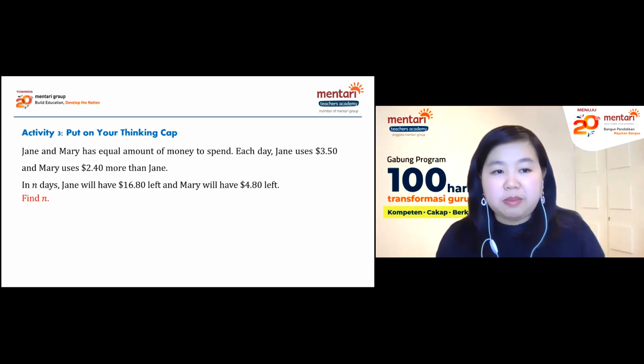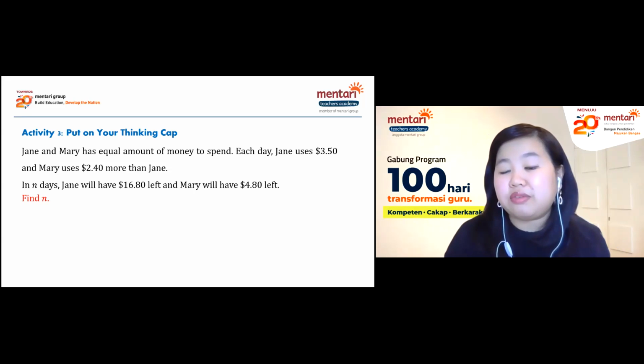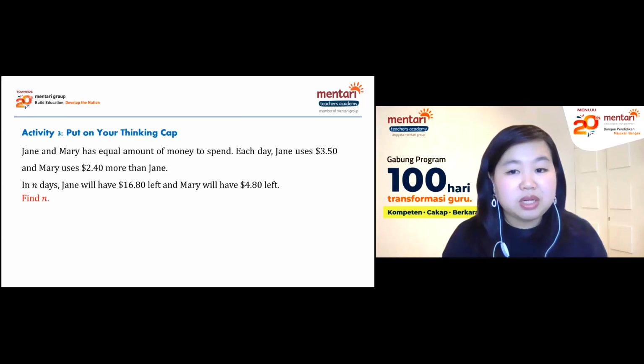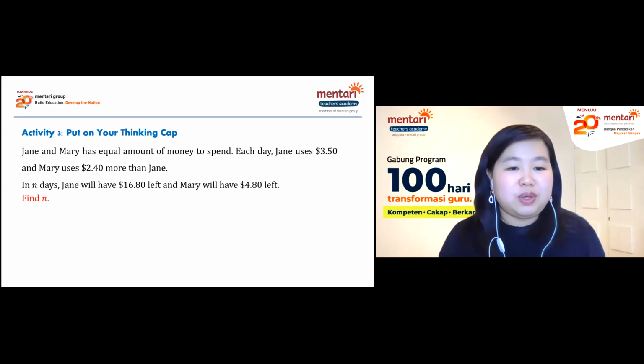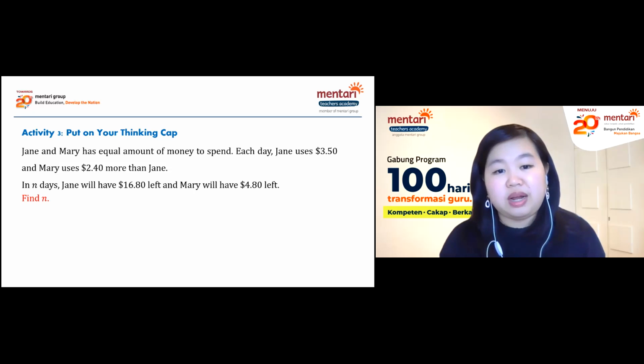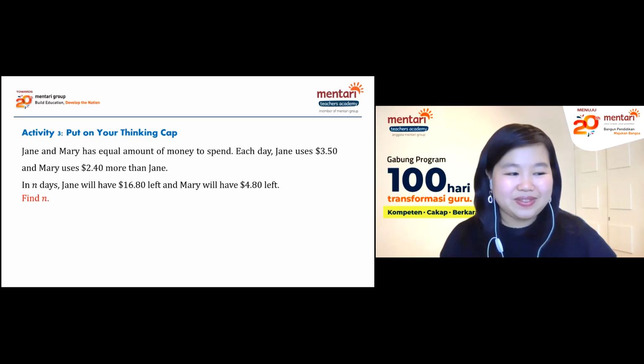So what do we know from this problem? We know that the two people here have an equal amount of money to spend. So they have the same initial amount, okay? And each day, we also know the amount of money that each person uses each day, okay? What we do not know is the number of days that have passed since they started spending their money. But we also know one more thing. We know that Jane has a certain amount left and Mary has a different amount left. So we know that Mary has less left in the end, okay?